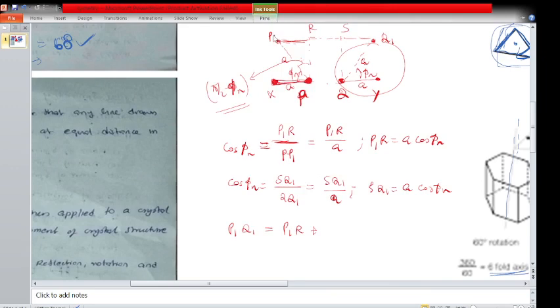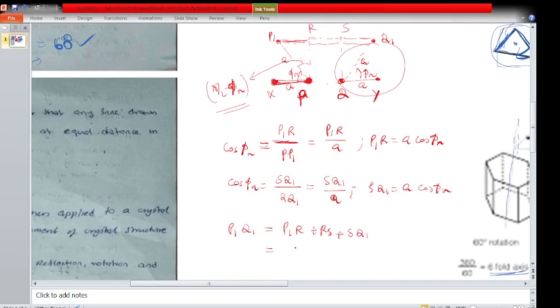P1R plus the second segment is RS plus, then the third one is SQ. So if you add all those, then you will get P1Q. Now what is P1R?